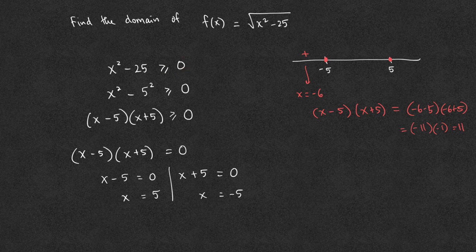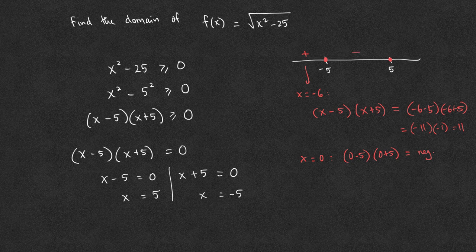Similarly, we would pick another number in the second piece. Any number between negative 5 and 5 would work. It is easy if we pick simply 0. Now, when x equals 0, plug 0 into x. We have 0 minus 5 times 0 plus 5, which is a negative number times a positive number, which we know is negative. Notice that we do not need to know what the exact value is. We just need to know whether it is positive or negative.